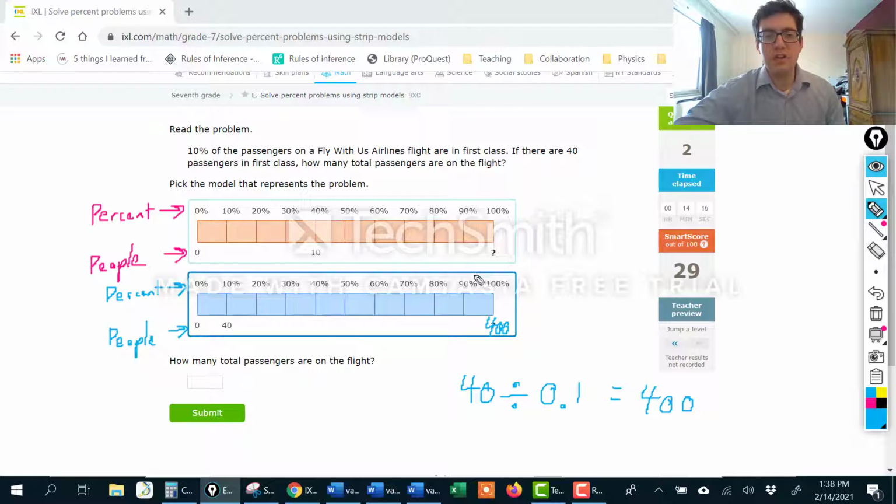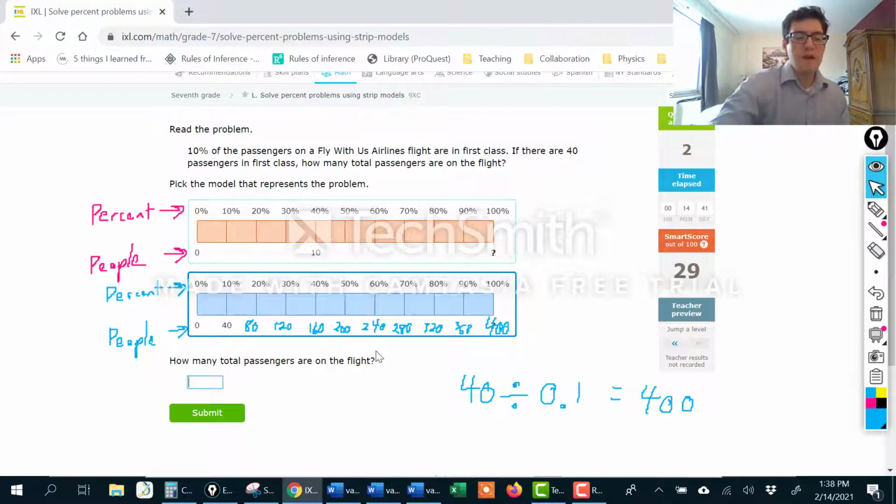And another way we could have figured that out using this model is to just count by 40s here, right? 0, 40, then what would be next? 80, 120. I'm just going up by 40 each time. 160, 200, 240, 280, 320, 360, and then 360 plus 40 would be 400. So it all works out. All right, so 400 is the total number of passengers on that flight. Only 10% of those passengers are in first class, which is 40 passengers.